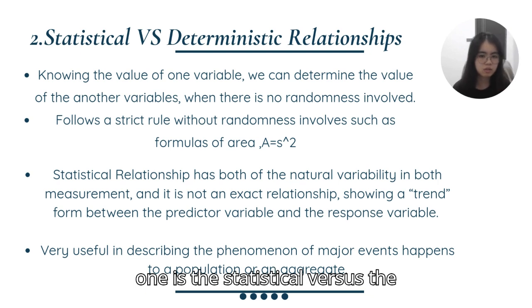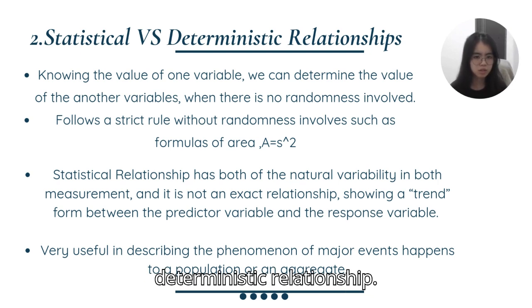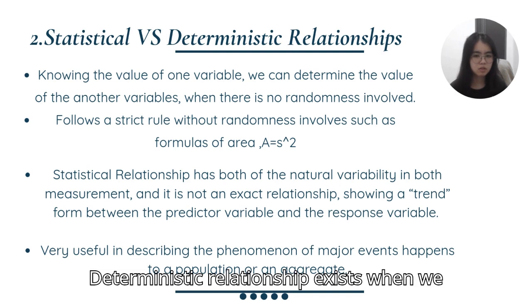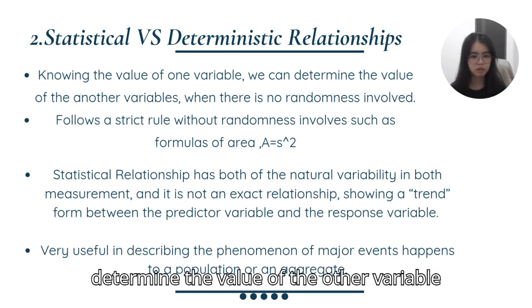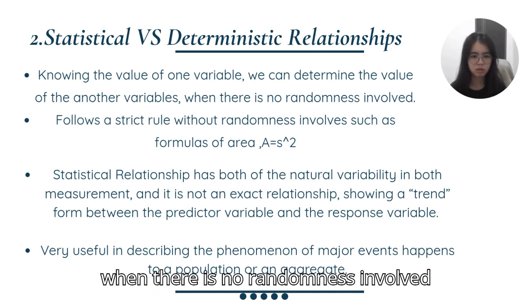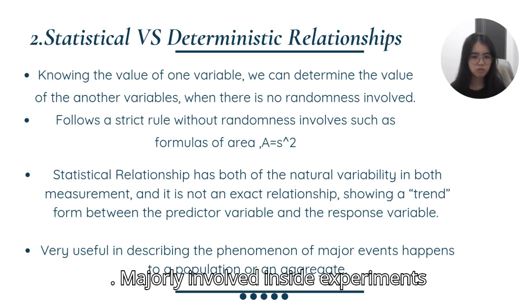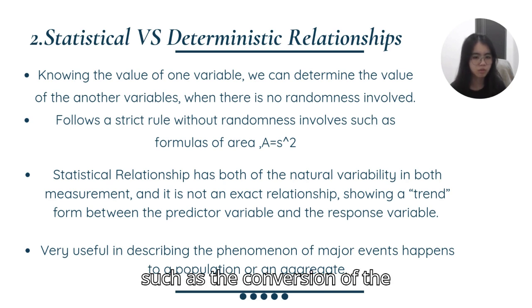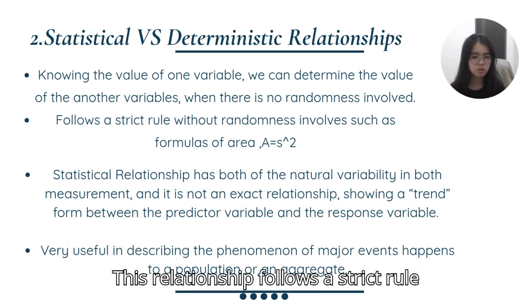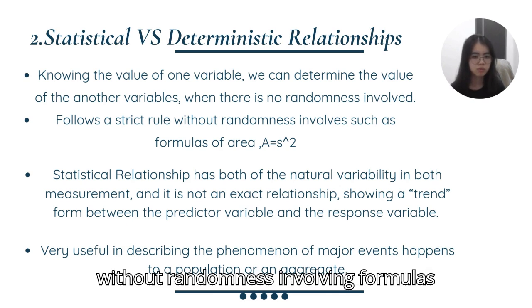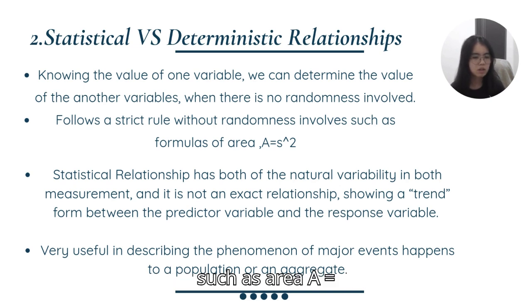The second one is the statistical versus the deterministic relationship. A deterministic relationship exists when we know the value of one variable, we can determine the value of the other variable when there is no randomness involved. This is majorly involved in some experiments, such as the conversion of temperatures in degrees into Celsius. This relationship follows a strict rule without randomness, involving formulas such as area A equals S power 2.